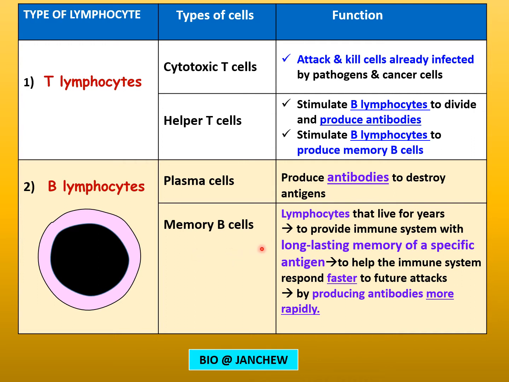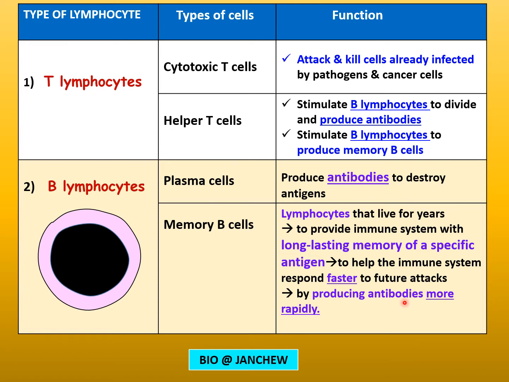Now, memory B cells or memory cells are the lymphocytes that live for years in the blood. After the first attack by the pathogen in the body, and after the person has recovered from the disease, such as chickenpox, the lymphocytes have already produced the specific antibody to destroy the chickenpox virus. Some of these lymphocytes live on for years in the blood, and they provide the immune system with a long-lasting memory of that specific antigen, the chickenpox virus. They are also able to produce the same antibody to help the immune system respond faster to future attacks.